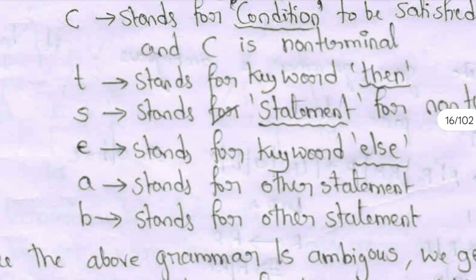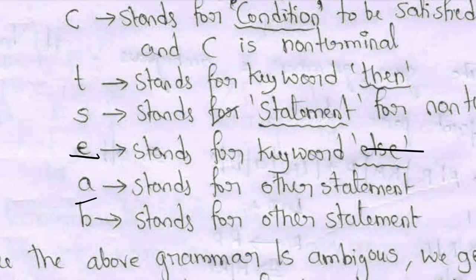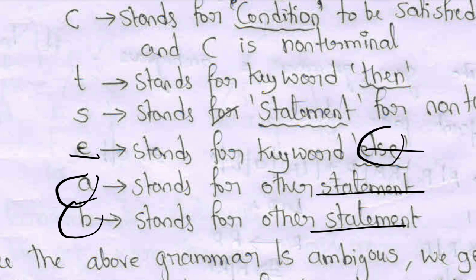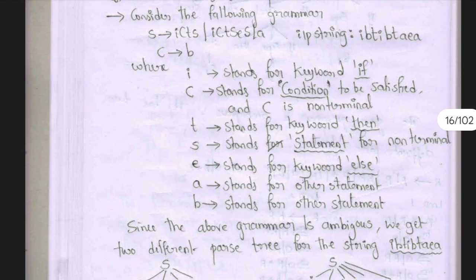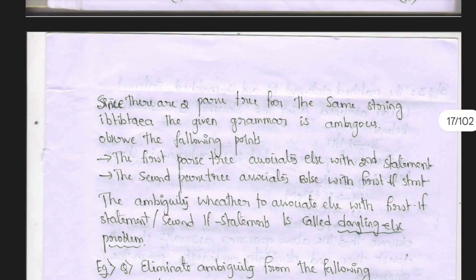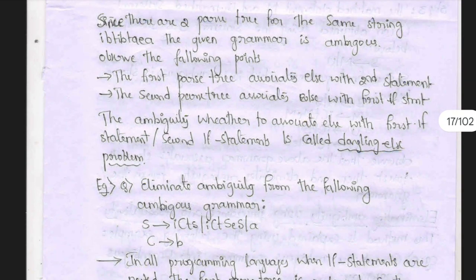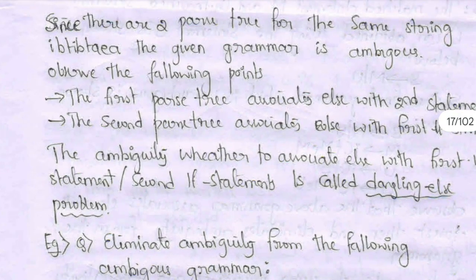So here what we have is, at the last part, as you can see, else stands for else, and A stands for other statement, B stands for other statement. After this else is encountered, whether we should take A or whether we should take B, that's the ambiguity. So for resolving that, we will be using the first condition. There is a rule that you use the first phrase that associates else with the second condition.